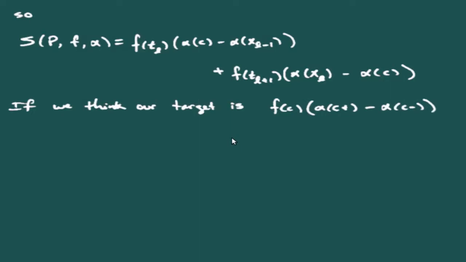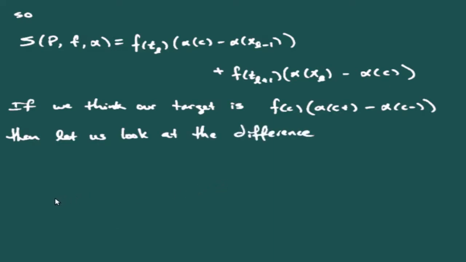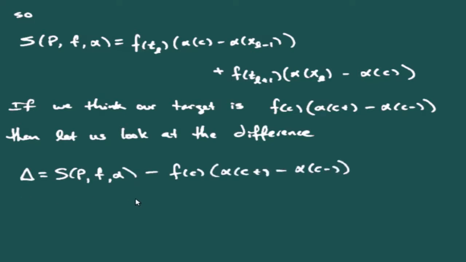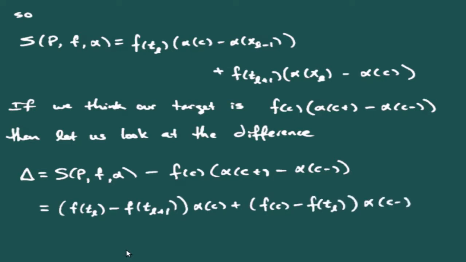Now, we are thinking that our target is f of c times the limit from the right at c minus the limit from the left at c. And so let's take a look at the difference between what we have in our sum and what we think our target is. Let's call that difference capital delta. So capital delta equals our Riemann-Stieltjes sum minus what we think our target is. If we do a little bit of rearranging, we get an expression where we're grouping together the f of t sub L minus f of t sub L plus 1, the f of c minus f of t sub L, and then the f of t sub L plus 1 minus f of c.